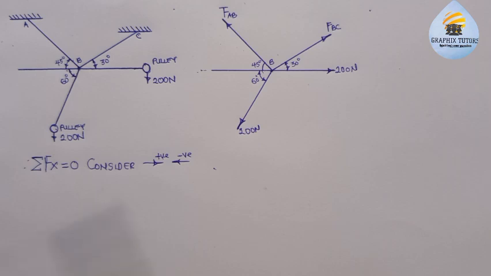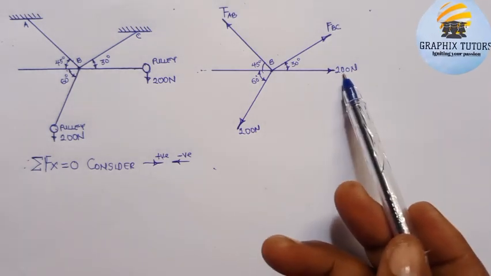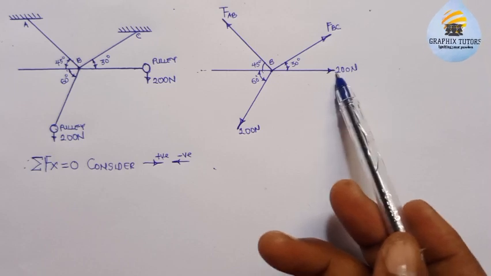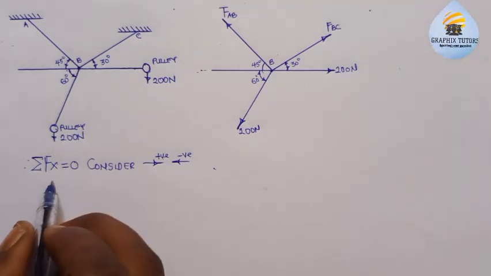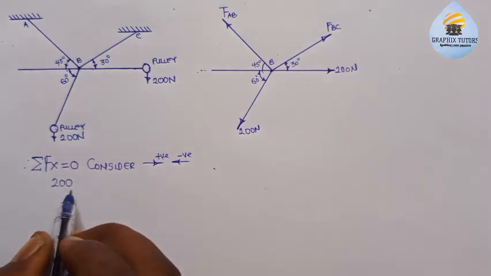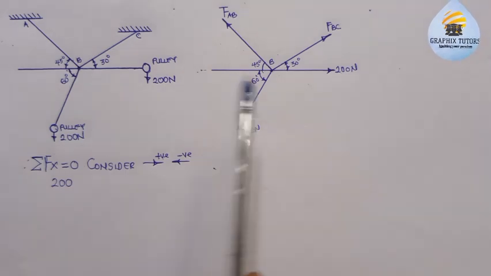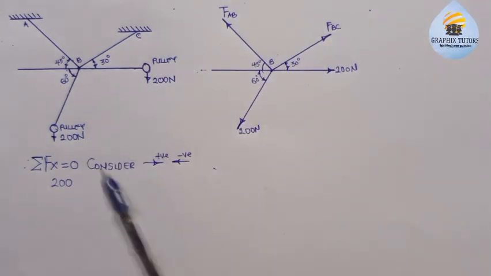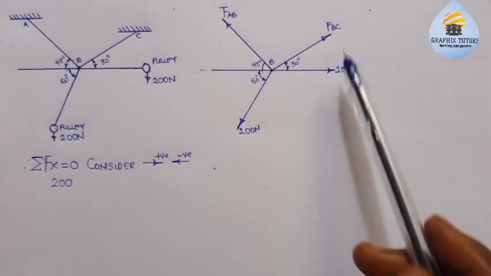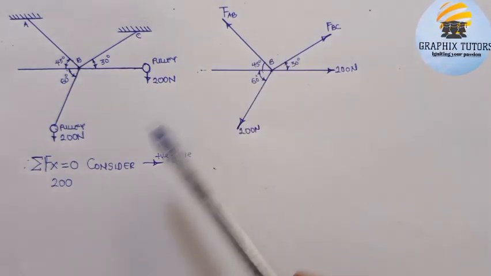Before we can input it, the first force we have here that is horizontal is 200, and it is facing forward. So the first thing I'll be writing is positive 200. Now if you look at it, it looks like there's no other horizontal force, but there is, because we need to resolve each of these inclined forces.